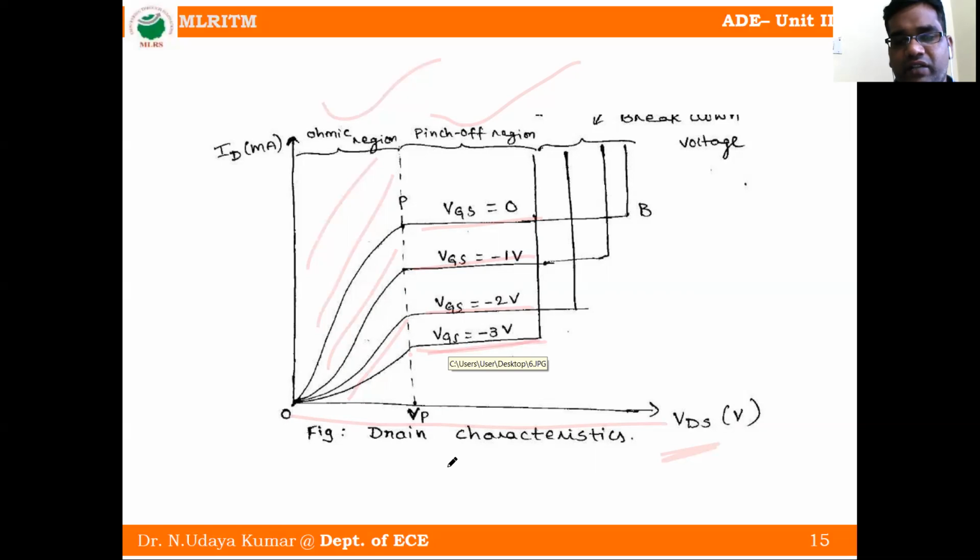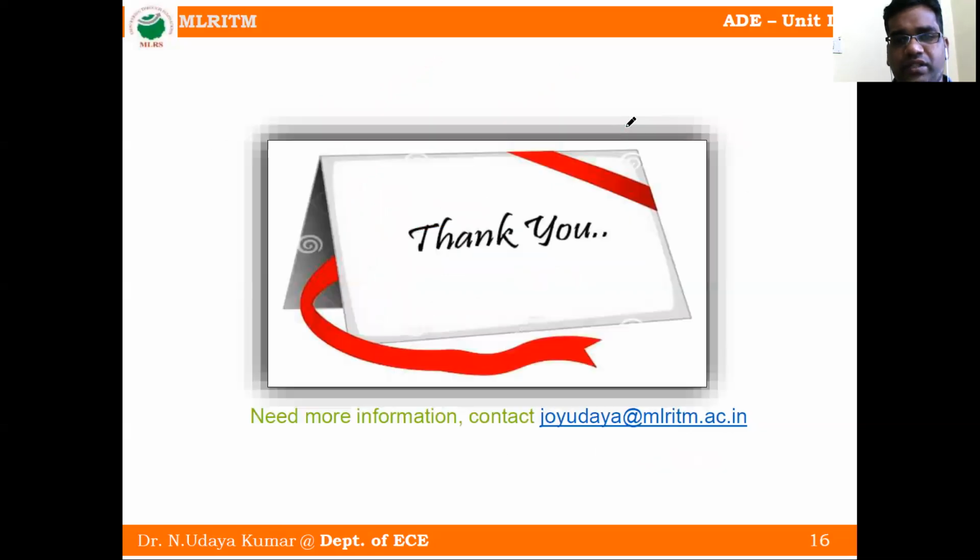After that, if we again increase VDS, breakdown occurs. The ID current suddenly increases at this point. So this is the characteristics of the N channel JFET.